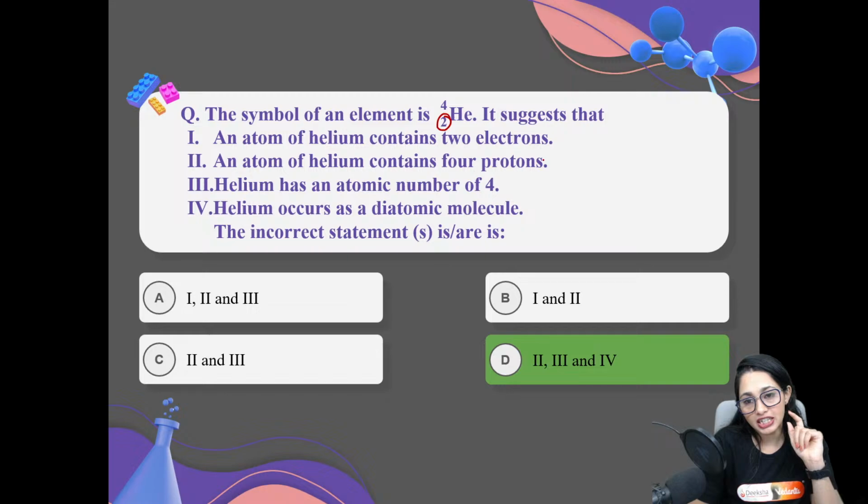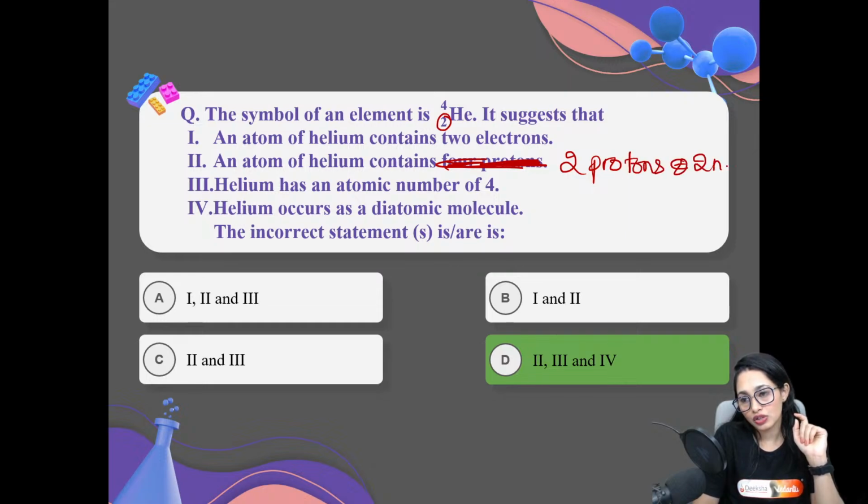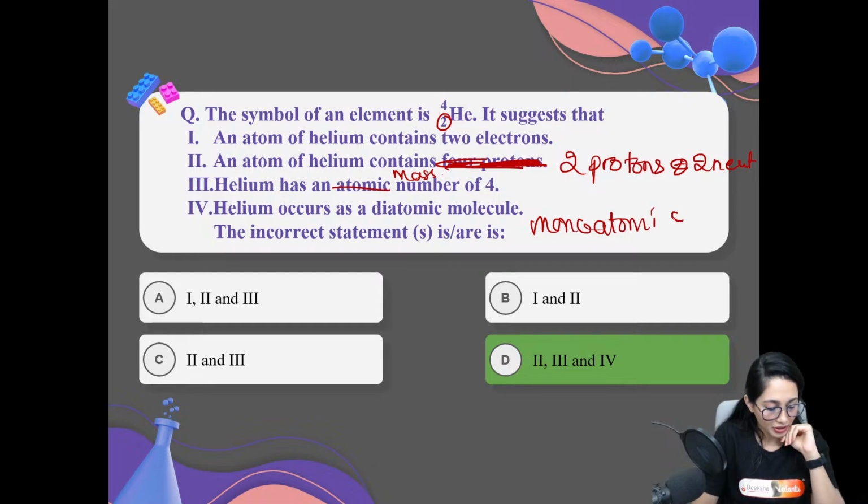An atom of helium contains 4 protons. No, not 4 protons, just 2 protons and 2 neutrons. And helium has atomic number 4. No, it is the mass number 4. Helium occurs as a diatomic molecule. No, it is a monoatomic molecule. Monoatomic it is, not diatomic.